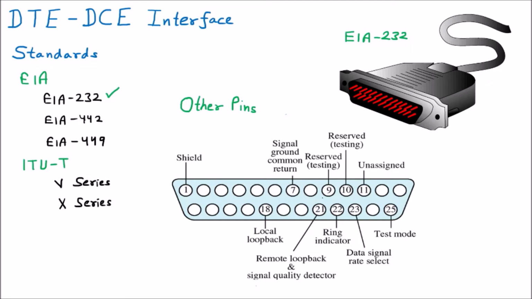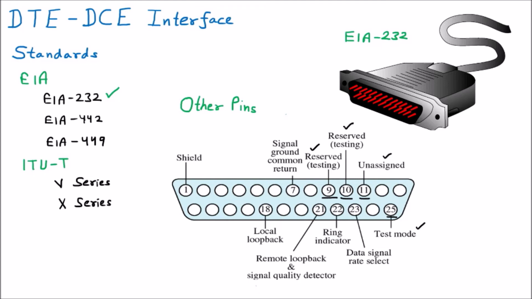Pin number 9 is reserved for testing purposes. Pin number 10 is also reserved for testing purposes. For testing, we should be in test mode, meaning whenever we are testing, the mode should be test mode. To apply the test mode, there is pin number 25, which works for the test mode. Pin number 11 is blank, unassigned, and not for any use.